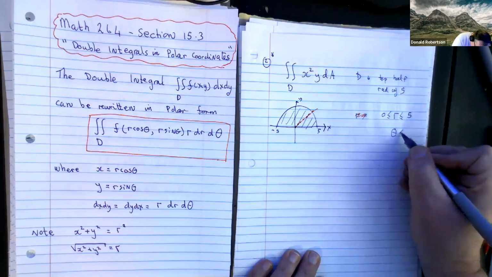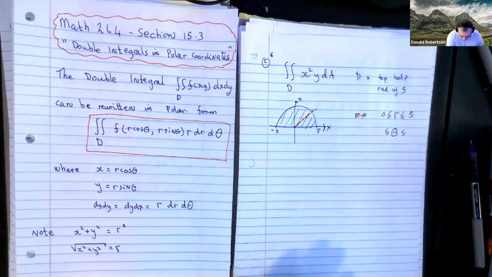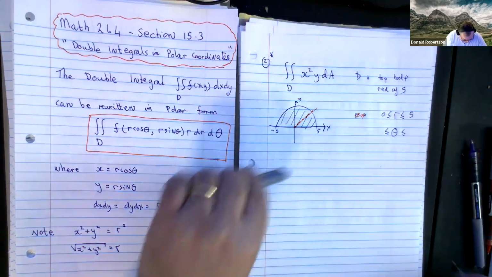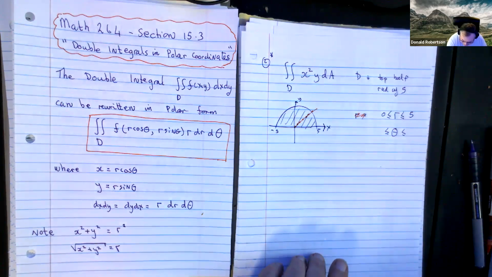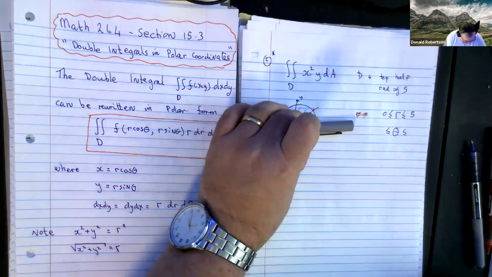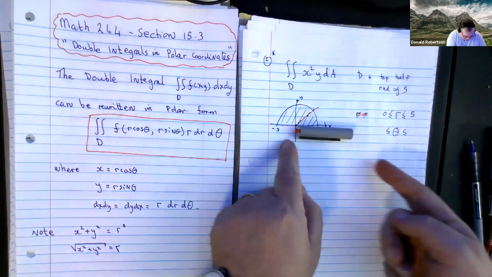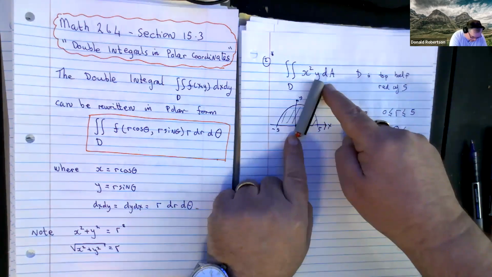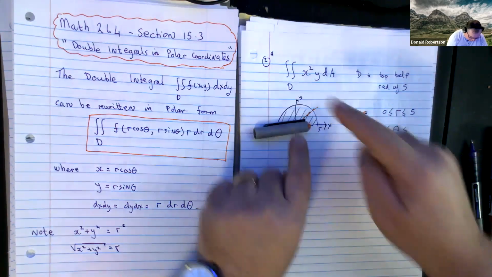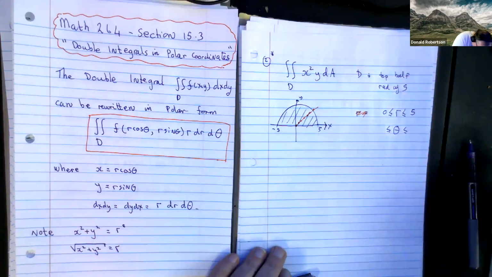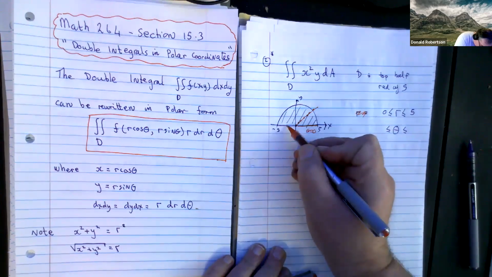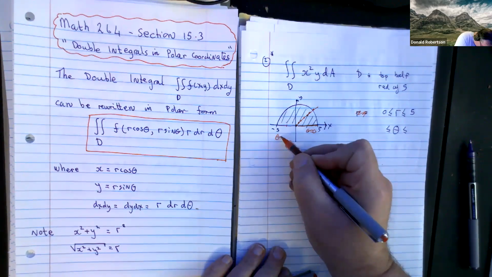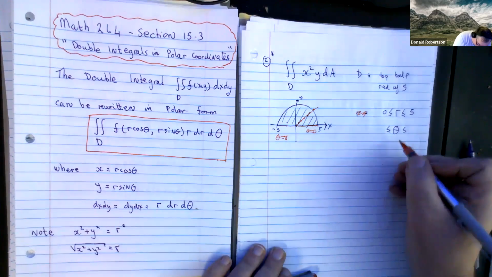Now theta, well, you imagine you're starting off on the x-axis, and then you rotate the shape, and theta goes from 0, which is here, and you end up over here, which is 180 degrees, but everything is in radians, so 0 to pi.